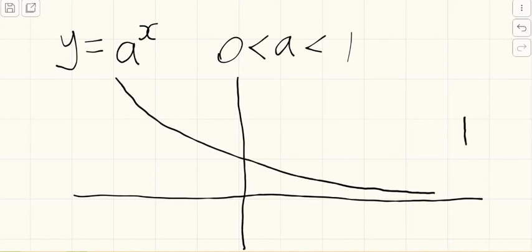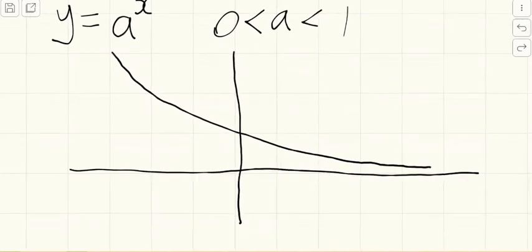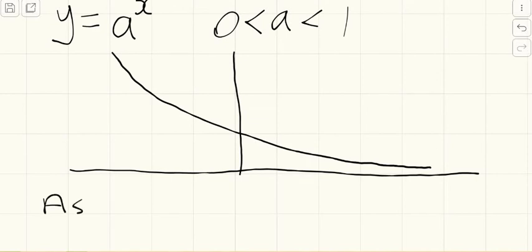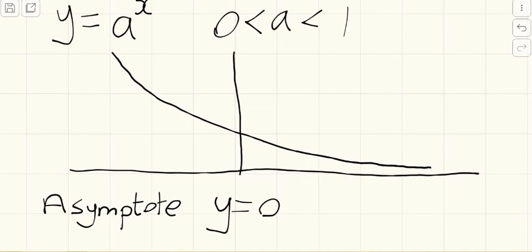Okay, so again, we have that our asymptote is y equals 0, or the x-axis, and of course the y-intercept is equal to 1. Okay, and that's it for this video.